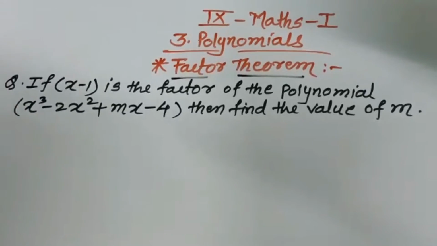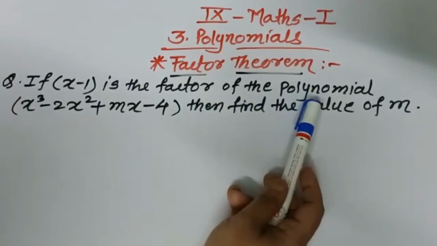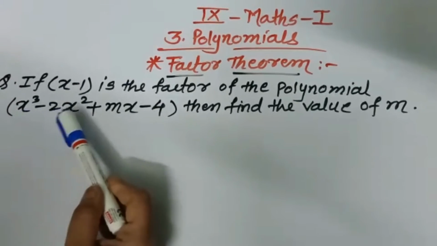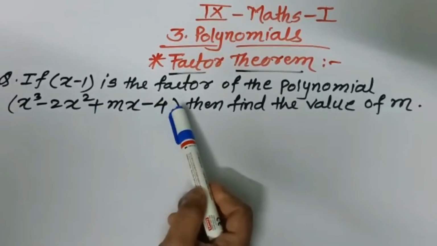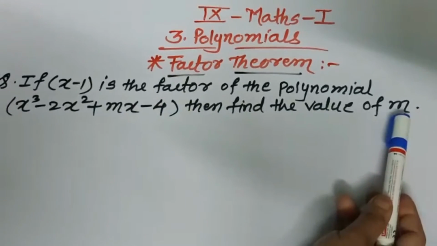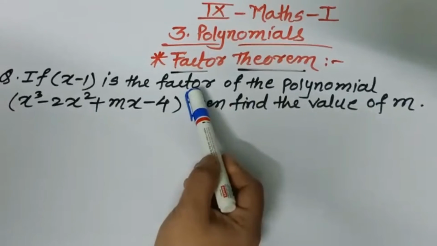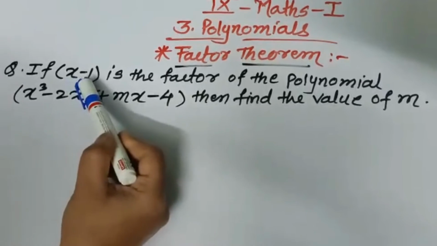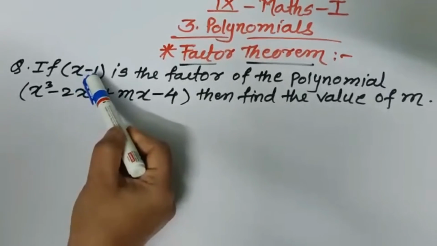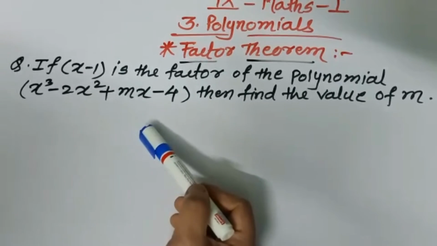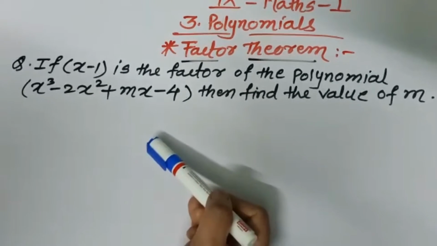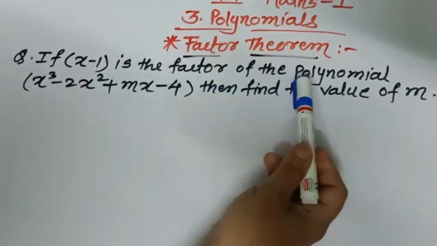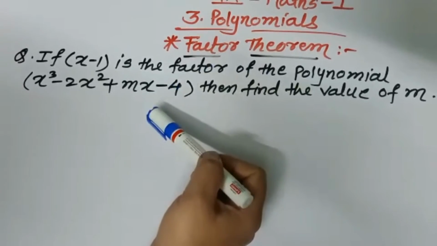In this question, x minus 1 is the factor of the polynomial. It is already said that x minus 1 is a factor of x cube minus 2x square plus mx minus 4, and we have to find the value of m. So by using the factor theorem, if we replace the x of the polynomial by the opposite number of minus 1, that is plus 1, then we will get remainder 0. That remainder in the form of m we will equate with 0, because x minus 1 is a factor of the polynomial, as already given in the question.